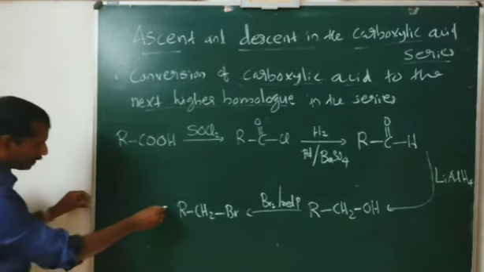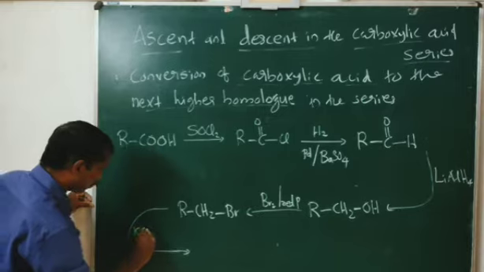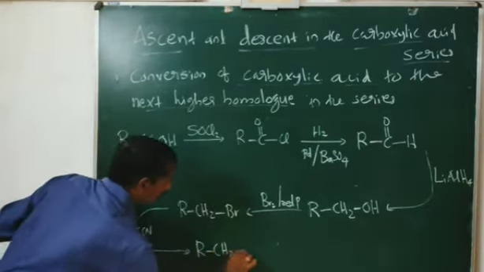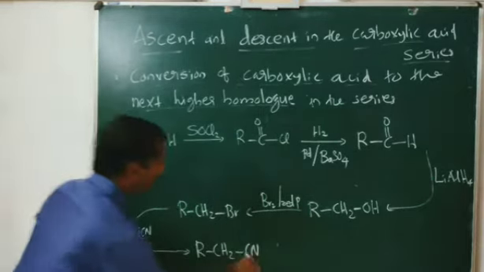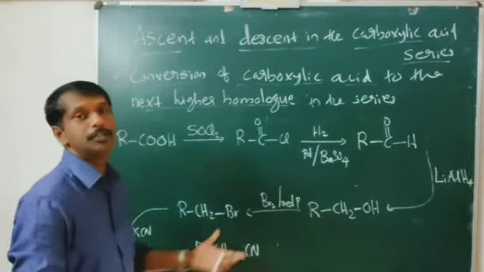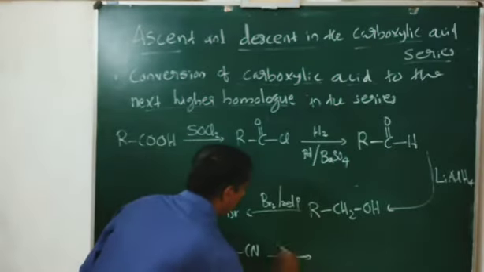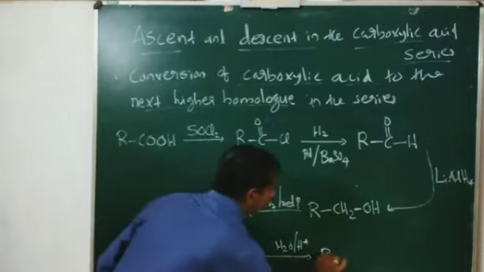RCH2Br, and in the next step, look here, this RCH2Br is treated with KCN, potassium cyanide. Then we get RCH2CN, alkyl cyanide or alkane nitrile, and we know that cyanides, nitriles on hydrolysis will change into carboxylic acid. CN group will be converted on hydrolysis with H2O, H plus, to COOH group.